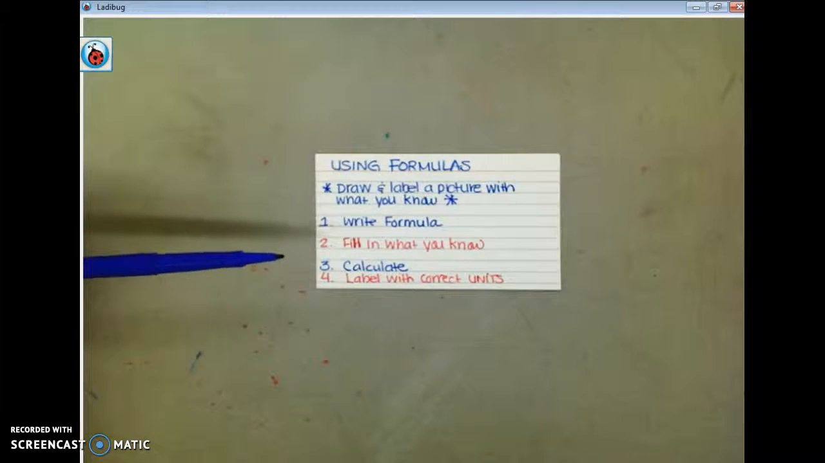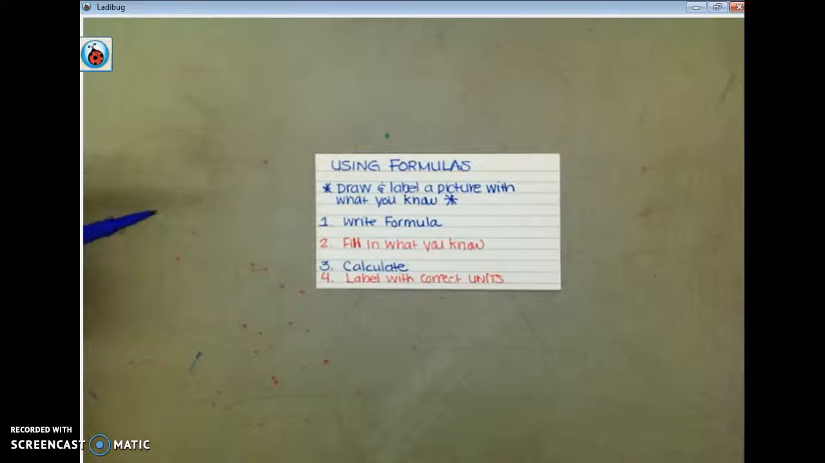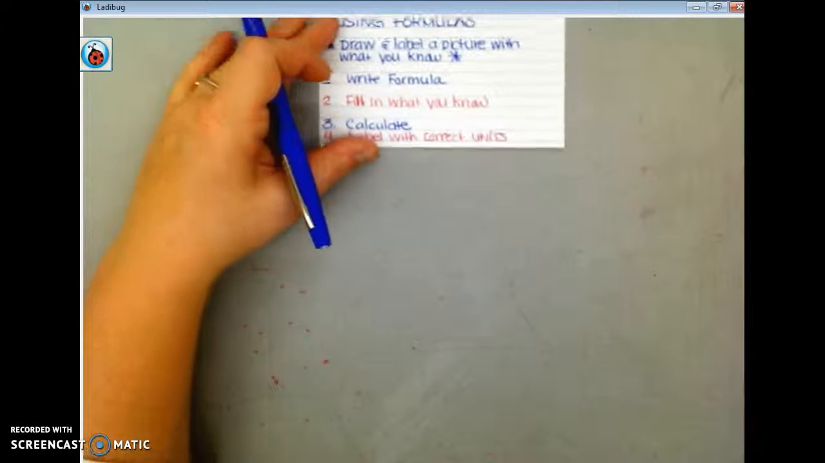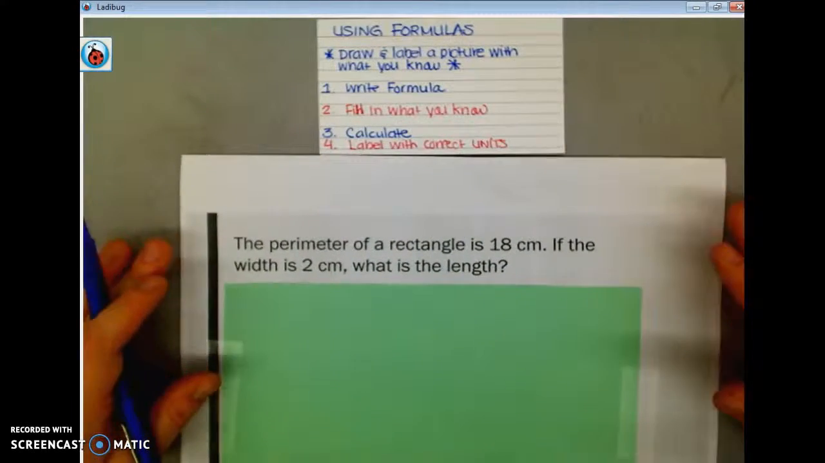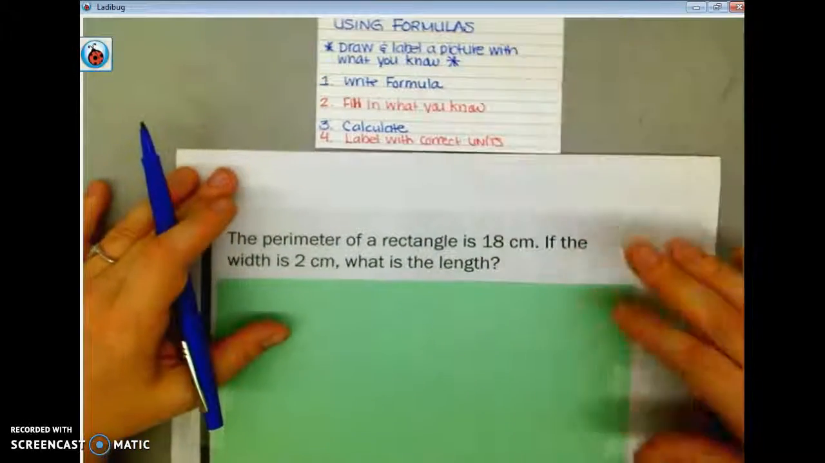The other part is to also make sure: did you find what you were looking for? Because some of the problems can be two-step problems. So let's take a look. We'll keep this up here as our guide. This goes along with the PowerPoint that we did today in class. These are the first few slides on that.